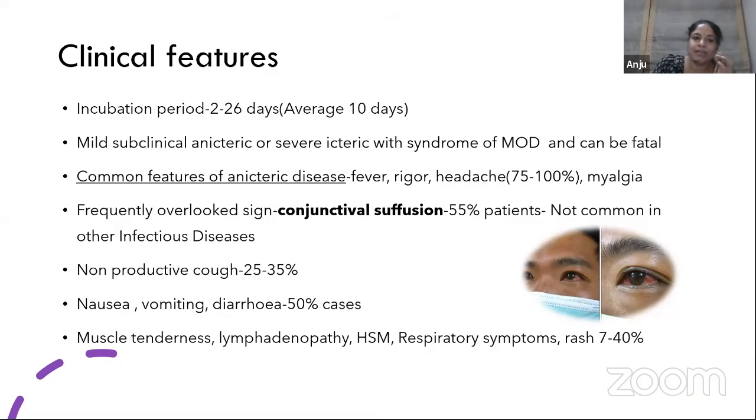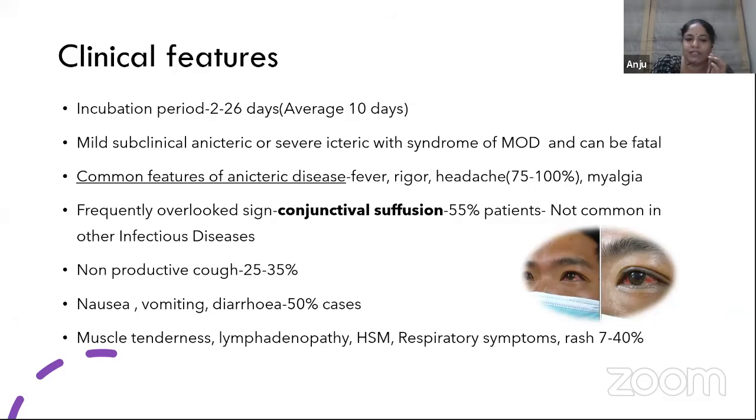It can either be a mild subclinical anicteric disease or a severe icteric disease with a syndrome of multi-organ dysfunction, which can be fatal. But it is less commonly found in children. The common features of the anicteric disease are fever, rigor, headache, and myalgia. A frequently overlooked sign is conjunctival suffusion, which is seen in 55% of the patients. This symptom is not common in other infectious diseases, which leads us to suspect Leptospira. Non-productive cough can also be seen in 25 to 35% of cases.